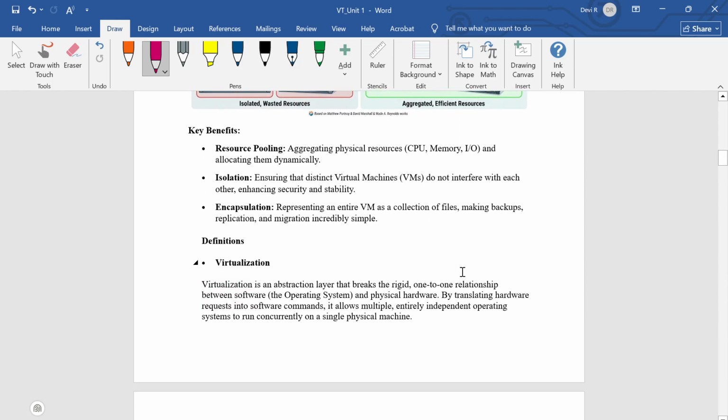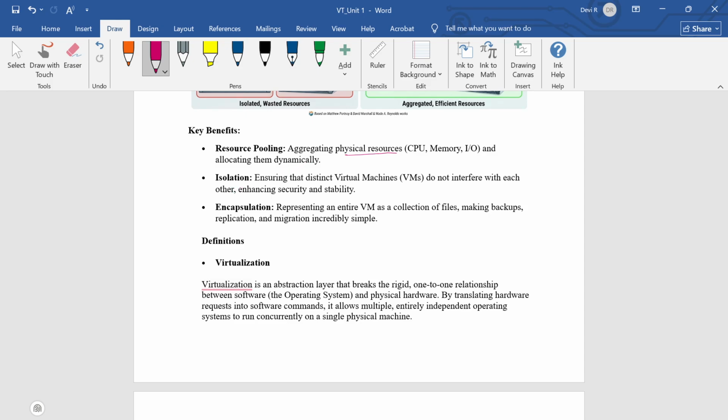So what are the key benefits of resource pooling? Resource pooling means it is aggregating all the physical resources which are available, for example CPU, memory, IO, and then allocating them dynamically. So that is aggregating the physical resources, and based on the need, it will be allocated dynamically.